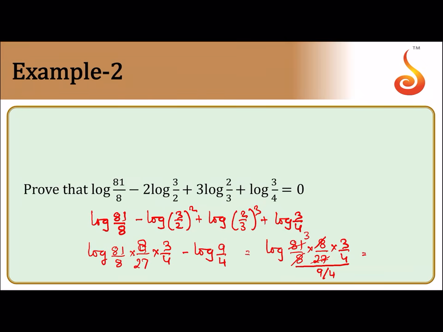So if we cancel it, 8 and 8 will cancel. 27 is cancelled, you will get a 3. And 3 and 3, 9 by 4, 9 by 4. You get log 1, which is equal to 0.